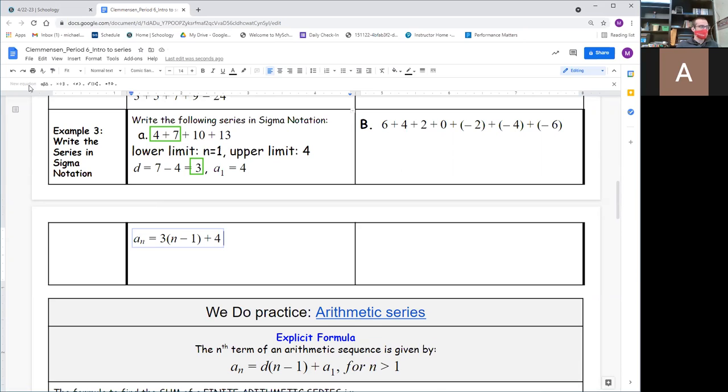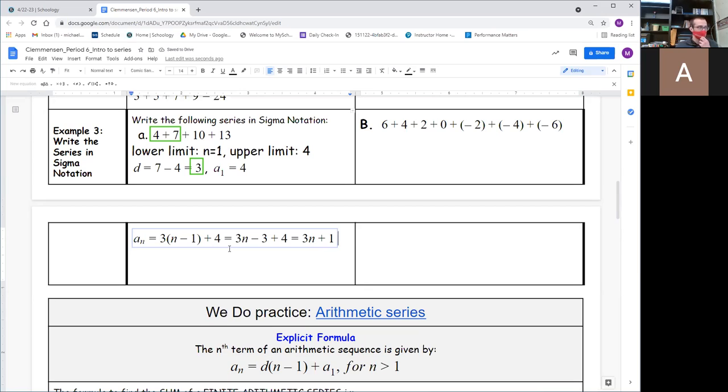Now that is a completely legitimate answer. The book wants you to start distributing and simplifying, right? So if you leave it like this, a lot of your answers are going to be incorrect. You must simplify also. So distribute the 3. I get 3n minus 3 plus 4, which equals 3n plus 1.